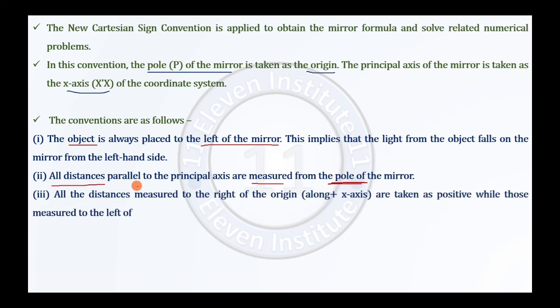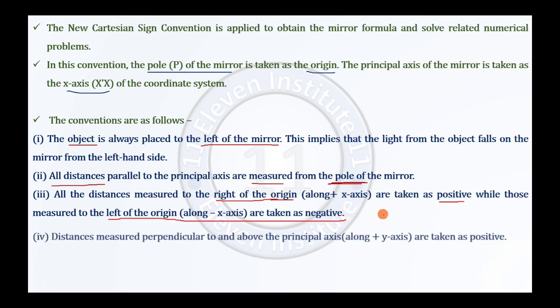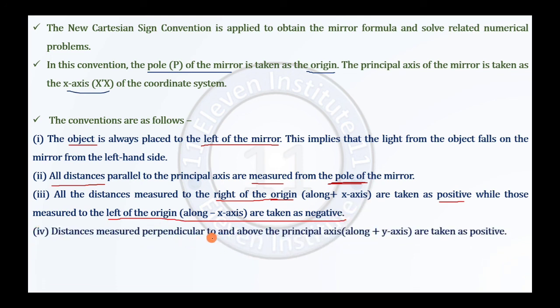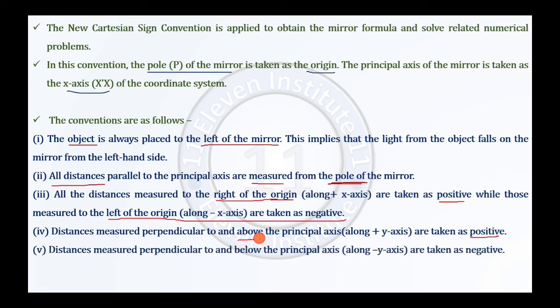Third point, all the distances measured to the right of the origin. Origin means pole. All the distances that are measured to the right of the pole are taken as positive, while those measured to the left of the pole are taken as negative. Right? I hope this is clear. Distances measured perpendicular to and above the principal axis are taken as positive. All that are taken above the principal axis are taken as positive, and below the principal axis are taken as negative.